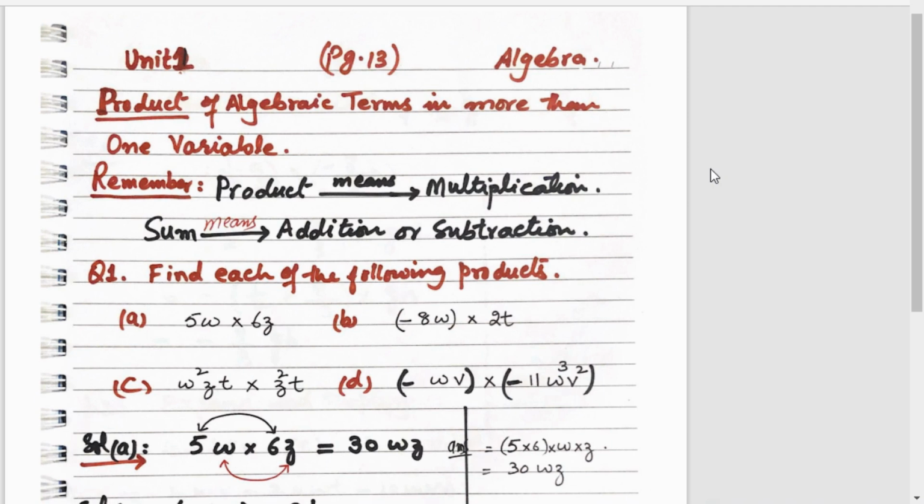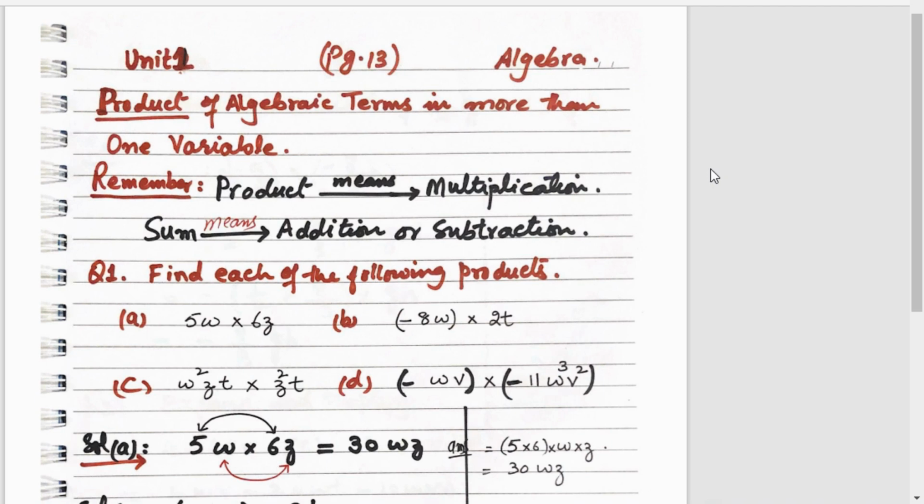Now we are here to learn the product of algebraic terms in more than one variable. Previously we played the game approximately with one variable. Sometimes, I think in expansions, we took two variables as well. But now, particularly in product, which means multiplication, in the product of algebraic terms, we take more than one variable.